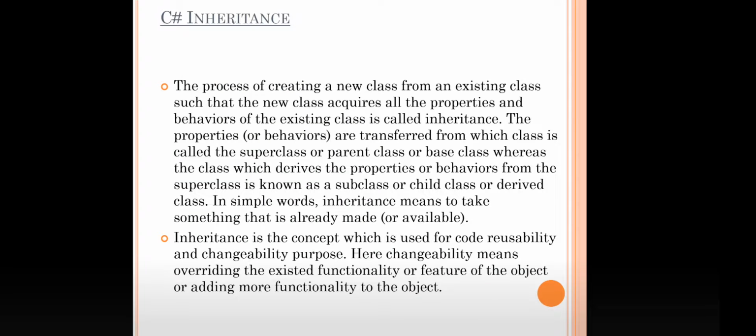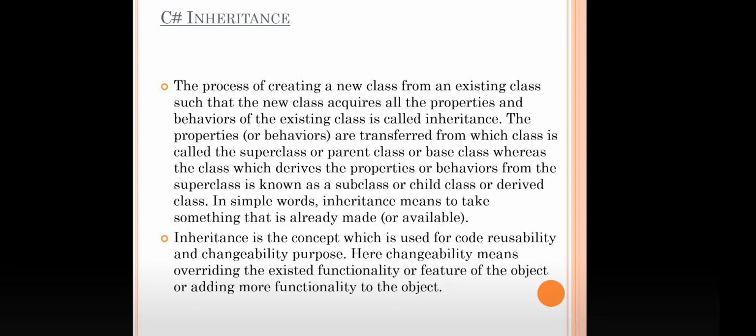C# inheritance. Inheritance is getting the properties from the parent, from its upper class. The process of creating a new class from an existing class, so that the new class acquires all the properties and behaviors of the existing class, is called inheritance. The class from which the properties or behaviors are transferred is called the superclass. The father class is the superclass and the son class is the child class.